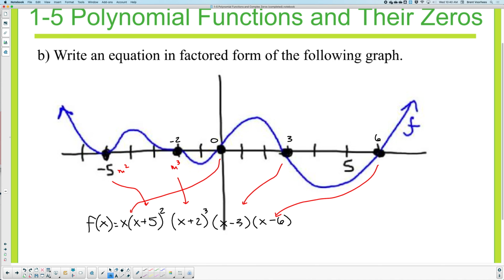So I put my x out front. This wouldn't be required, but I put my x through 0 out front. The x plus 5, I squared it. Why did I square it? Because it bounced. All right, the x plus 2 factor from -2, I cubed it. Why did I cube it? Because it kind of makes an S curve there. And the others just crossed through, so I did them all without a power.